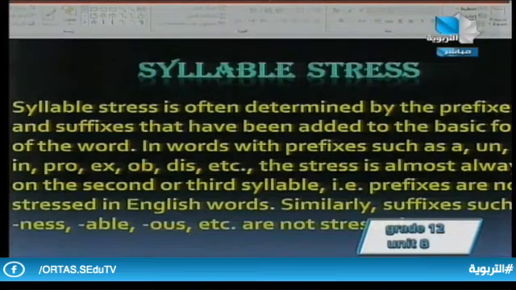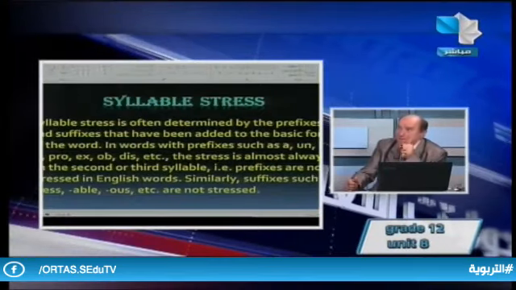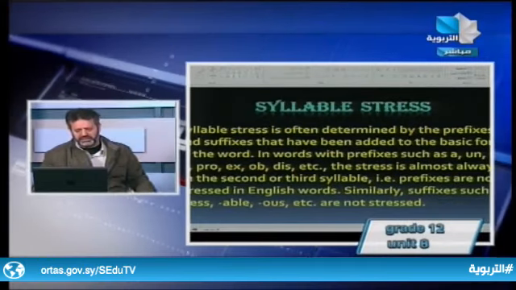So, Mr. Mazen, would you please now give us a general idea about stress and how it is determined when we pronounce words, when we speak, and so on. Syllable stress is often determined by the prefixes and suffixes that have been added to the basic word. They are determined by what? The prefixes and suffixes.